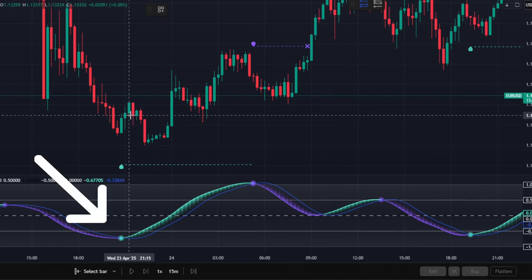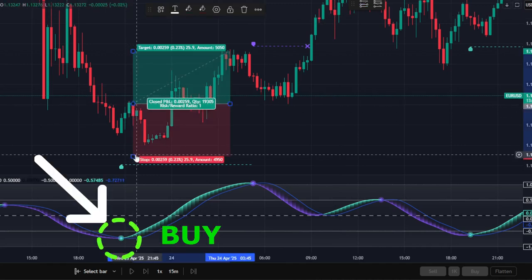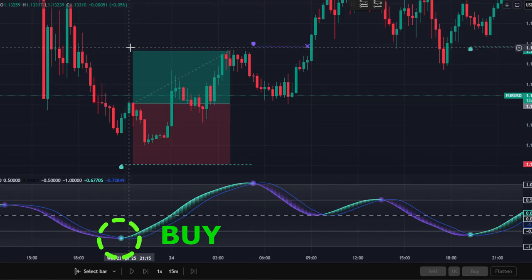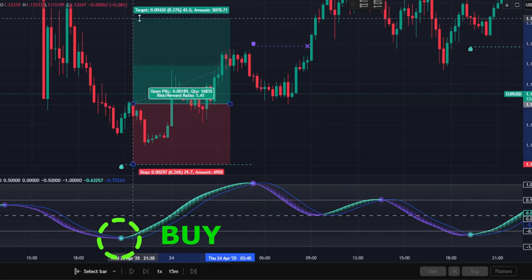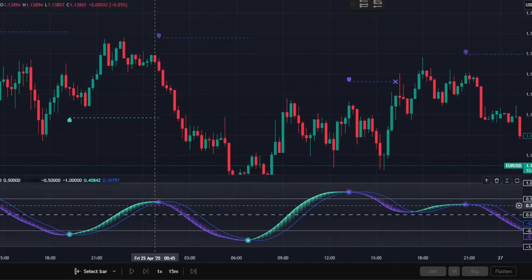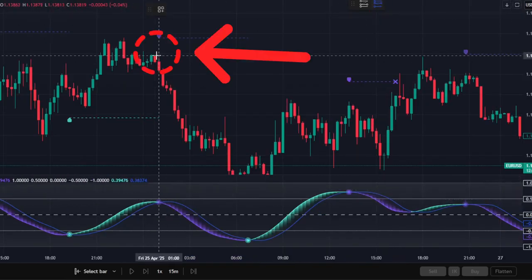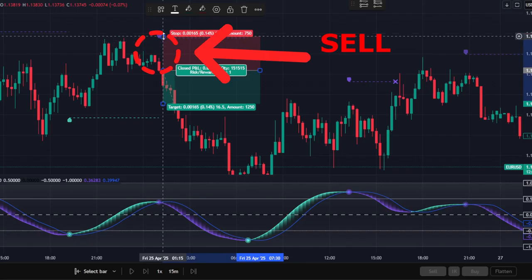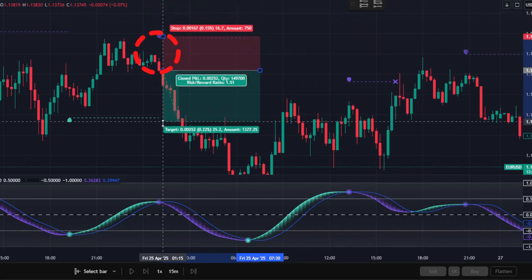This is a buy signal, as indicated in this indicator. If we would have simply followed the signal and taken a long position here, we would have secured a nice profit. How about this? This is a sell signal. If we would have opened a short position straight away, we would have secured another great signal.